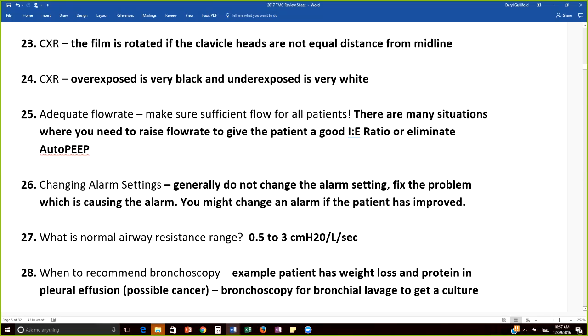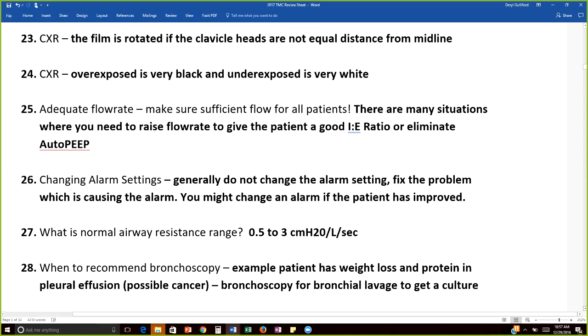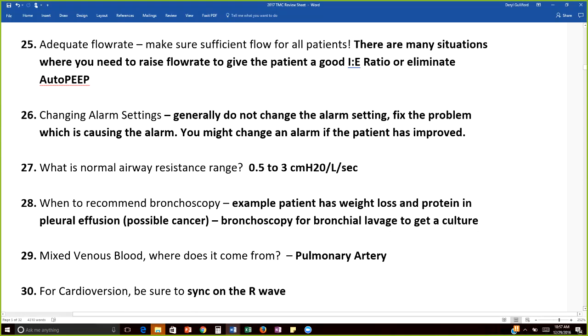Make sure your patient gets enough flow rate. As I've been doing practice exams, the Kettering practice exams, lots of them with students, we keep running into situations where we need to increase the flow rate to make sure the patient has enough time to exhale. Key concept: the patient must have enough flow rate, which means a short enough inspiratory time, so they will have enough expiratory time to exhale.